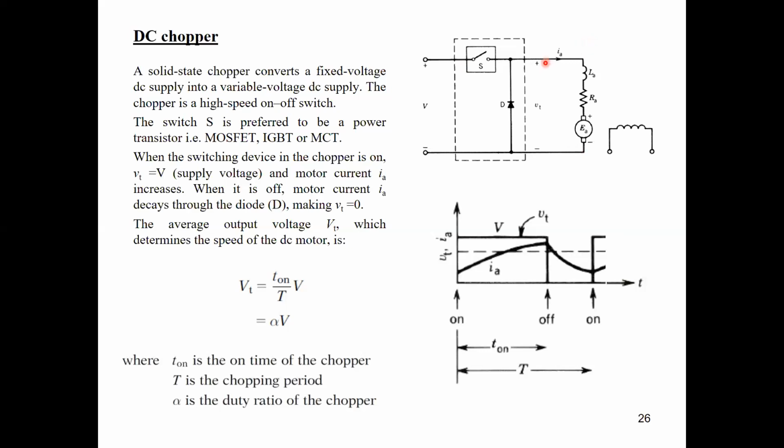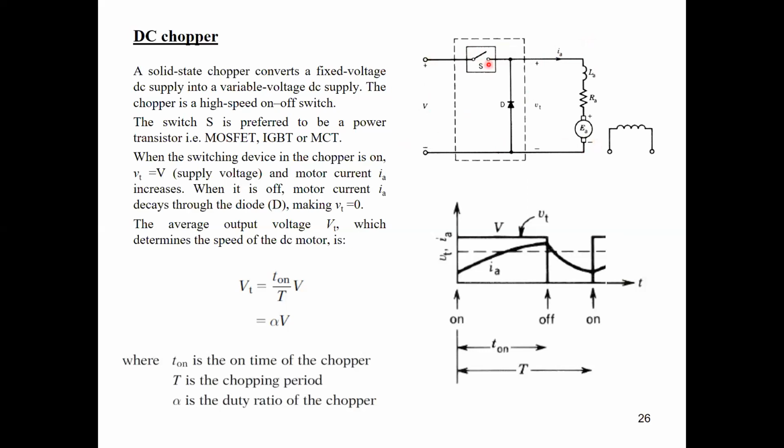So how can we operate the DC to DC converter? Simply, we have the supply voltage, a switch, and a diode, and here we connect the armature winding of the machine. If we turn the switch S on, the current will flow in the machine.